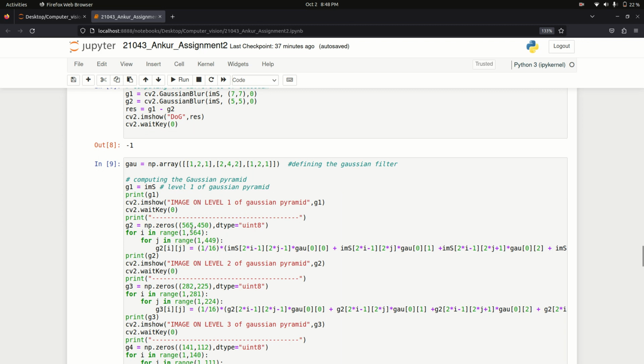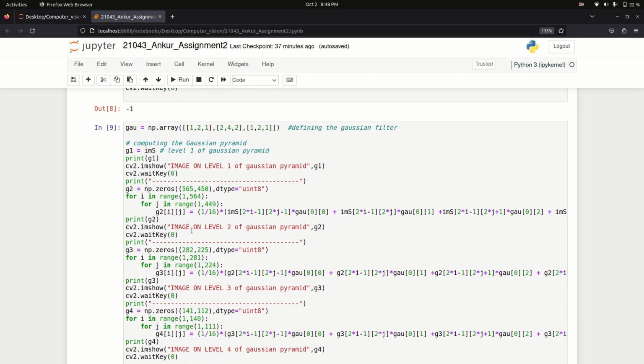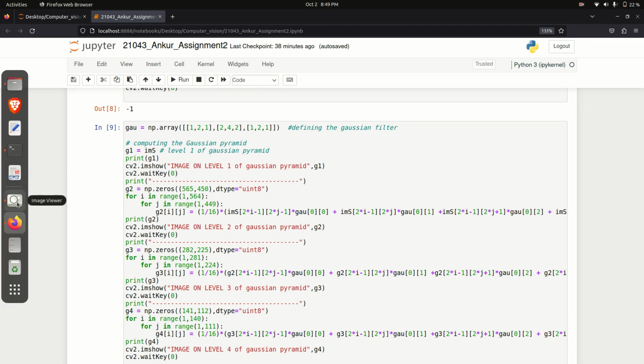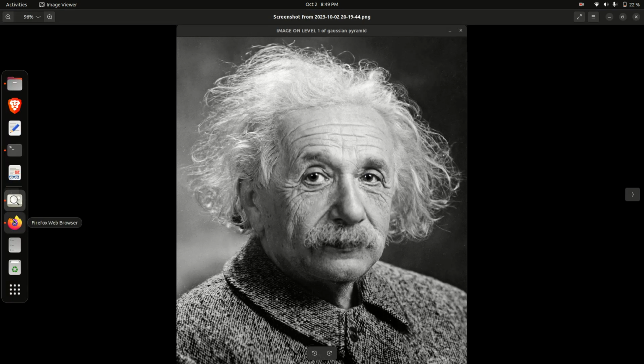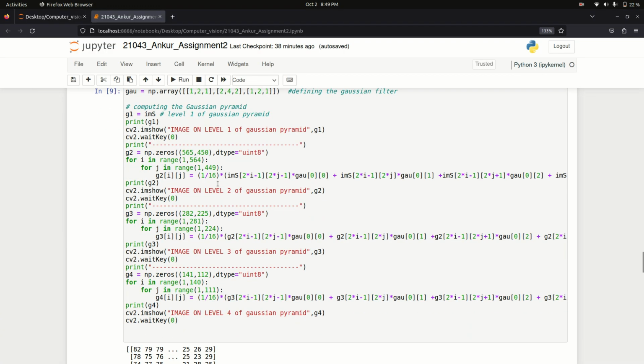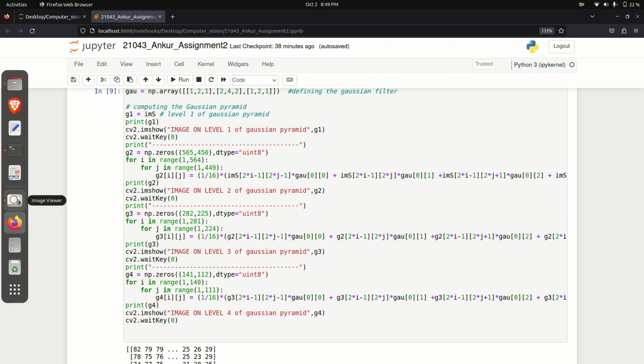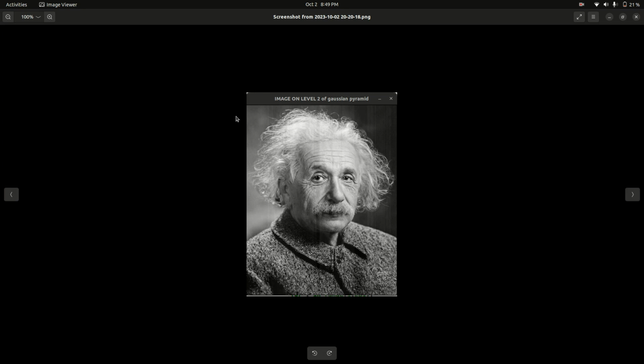And for the last part of this question, we were asked to compute the Gaussian pyramid at different levels. The first level of the Gaussian pyramid is the image itself. So this is the first level, which is the image itself. For the subsequent levels, the image is shrunk in size. For shrinking, I have used this for loop, where I have used a Gaussian filter to blur some pixels of the image, and then use that computed pixel value to put it in a single pixel in my final reduced image.